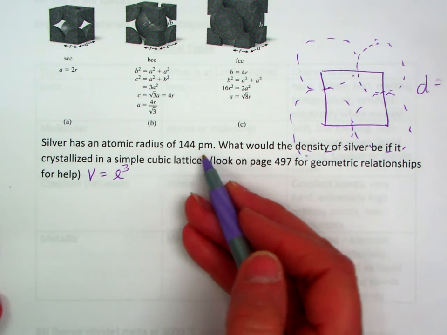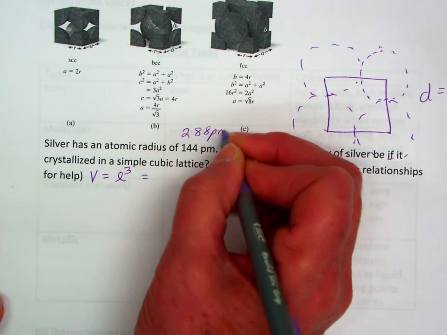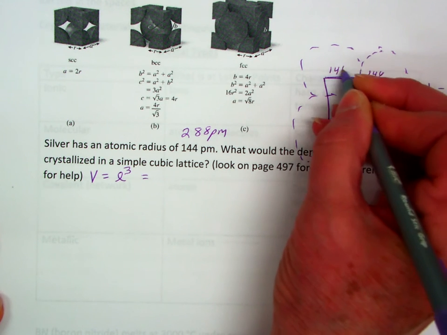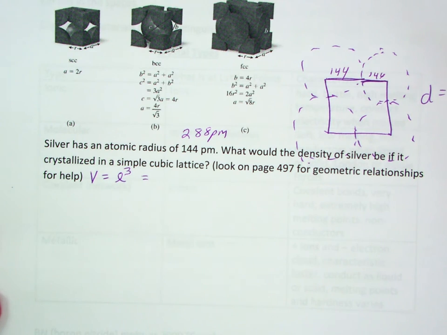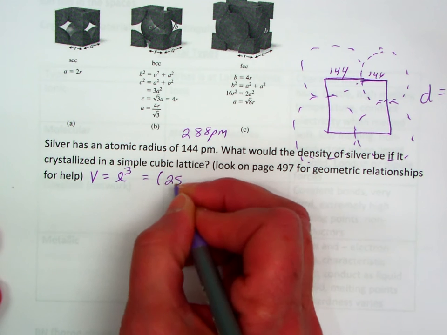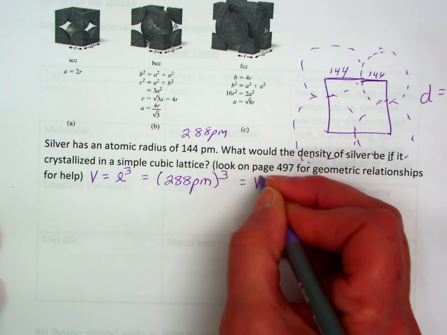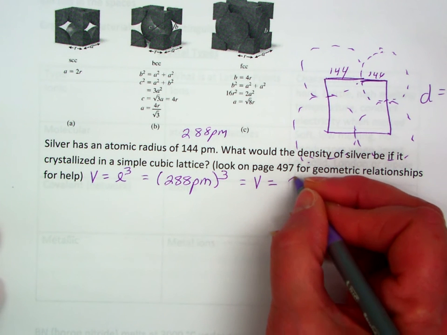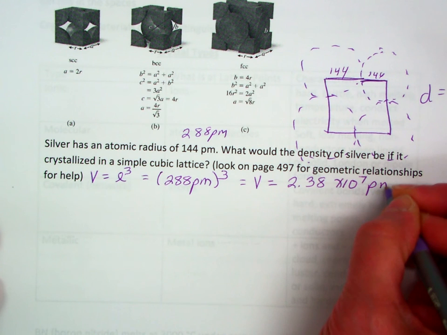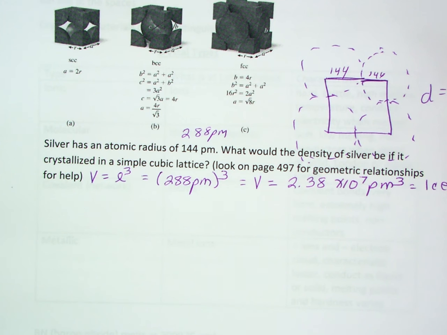2r. And r is 144. So that's equal to 288 picometers, because this radius is 144, and this radius is 144, even though my drawing doesn't look the same. So 288 picometers. So the volume is equal to 288 picometers cubed. So the volume of my cell is equal to 2.38 times 10 to the 7th cubic picometers, which is equal to 1 cell. So I know the volume now.